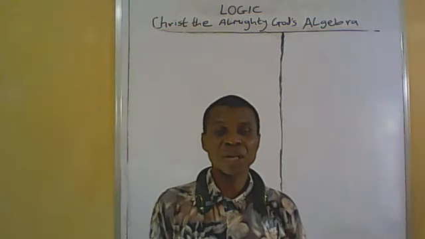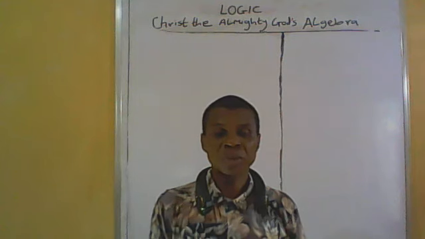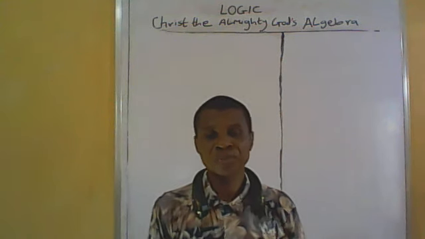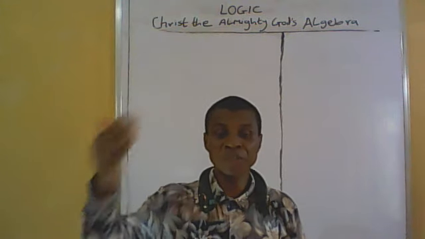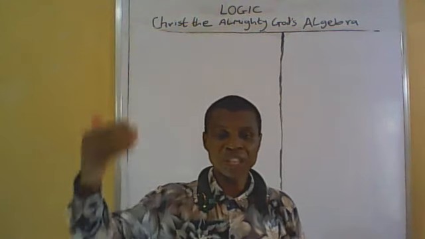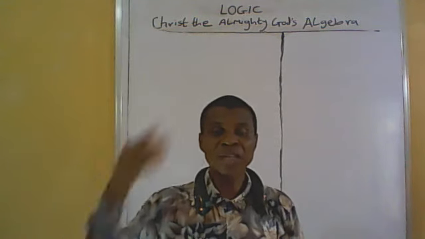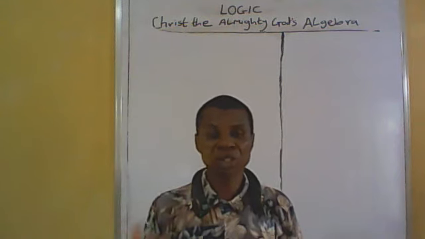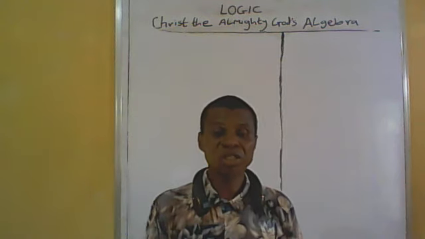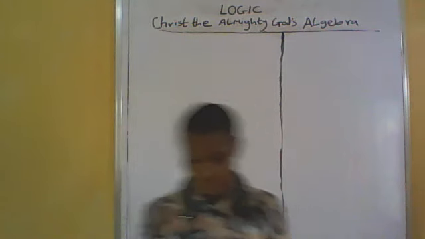We are still under logic, Christ Almighty God's Algebra. Today we are going to treat Law of Associativity. We have Law of Associativity by Conjunctive Statement and Law of Associativity by Disjunctive Statement. But we're going to start with Law of Associativity with Conjunctive Statement. Let us start.